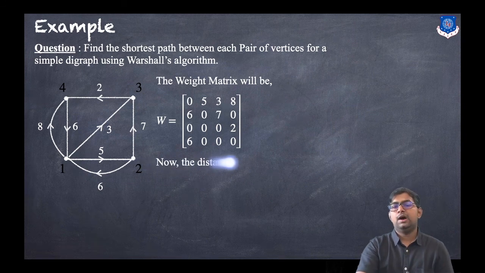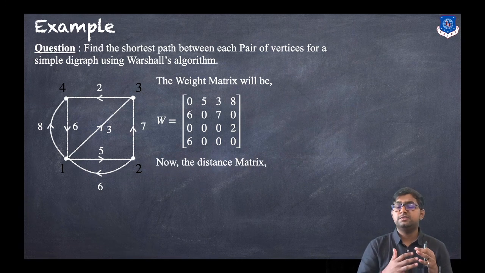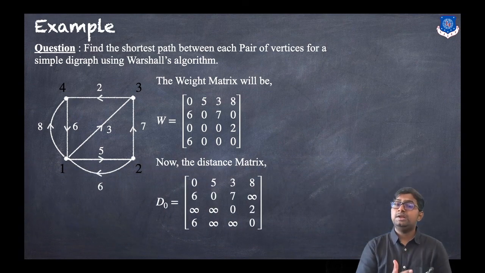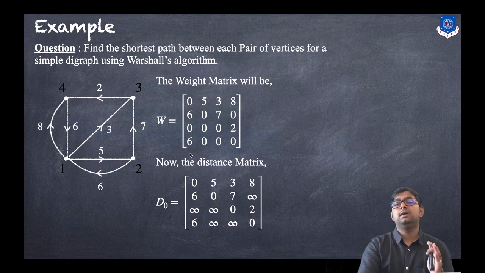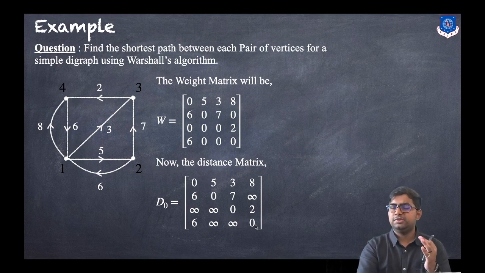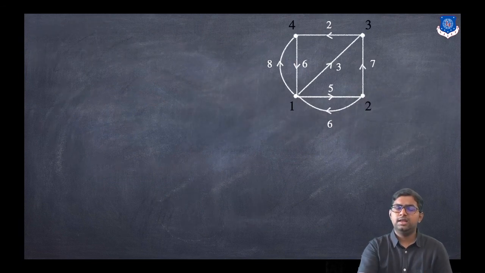Okay. Now the distance matrix. So the first distance matrix will be D0. And what are the changes? Except for the diagonal entries, all the entries are the same, and whenever we have 0, we will write infinity. Okay, so in this D0, all the entries are the same except the diagonal entries, and whenever we have 0, we will put infinity.